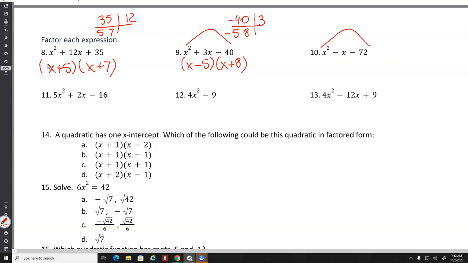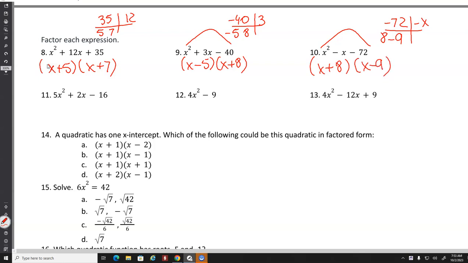10, okay, multiply 1 times negative 72. It's negative 72, and it has to equal negative x. Two factors are 8 and 9. Okay? And of course, 9 has to be negative to give me negative 1. So again, x plus 8, x minus 9.